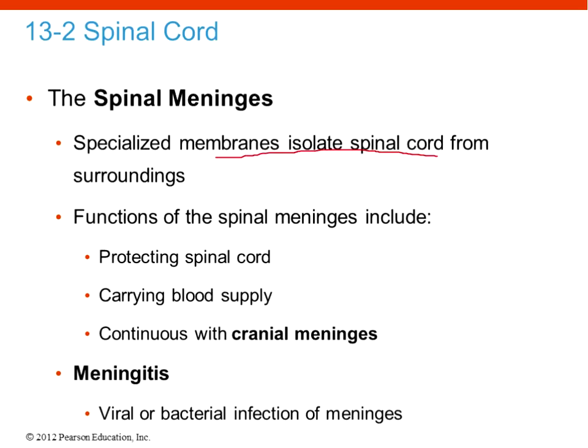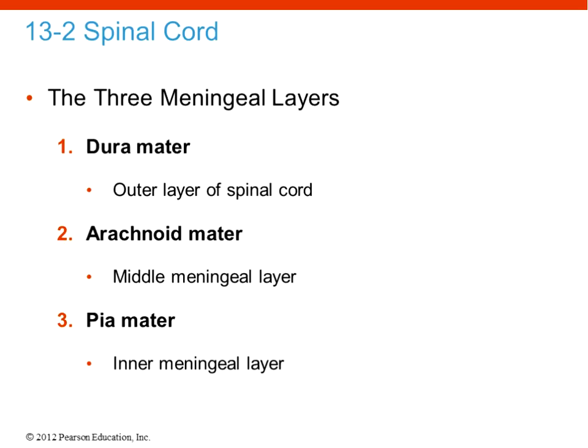And so you've probably heard of meningitis. Meningitis is just an infection or inflammation of this meningeal system. Either a viral or bacterial infection can occur, and can be very dangerous, right? And part of the reason for that is that it's continuous with the cranial meninges, and so it's very easy for infection to work its way up to the brain, which obviously can be very detrimental.